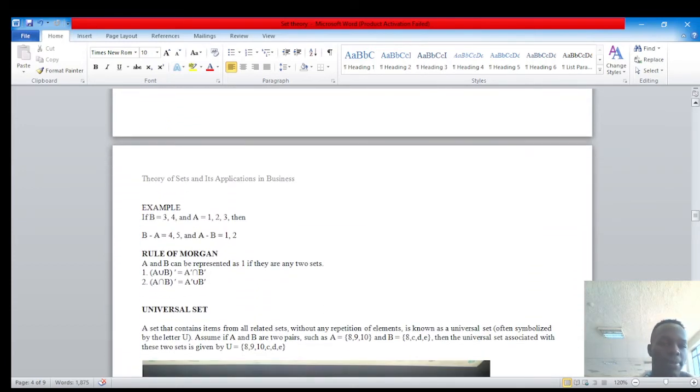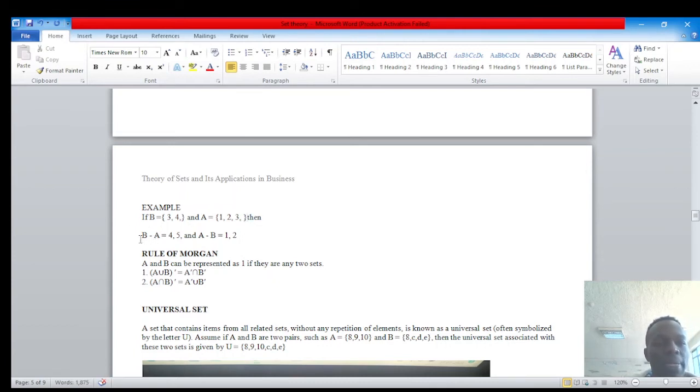Example: if set B is equal to {3, 4, 5} and set A is equal to {1, 2, 3}, then set B minus set A is equal to {4, 5}. How? Let's first of all put the brackets to make it a set. Remember, the elements must be enclosed by brackets. Open the bracket, close the bracket.